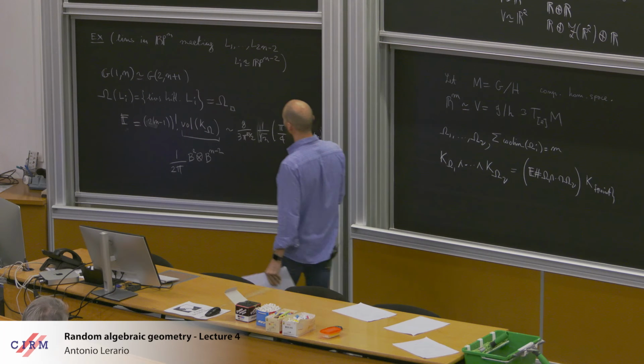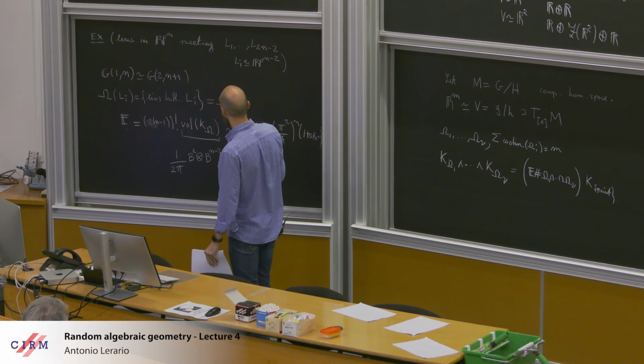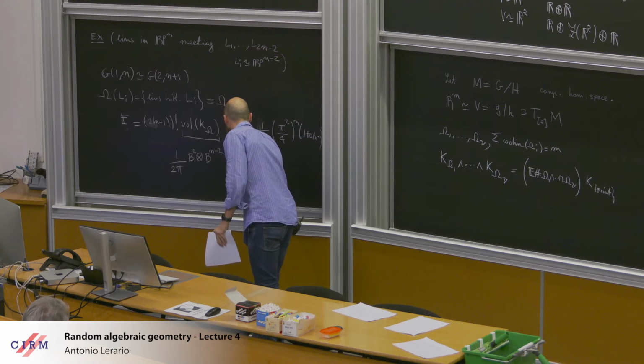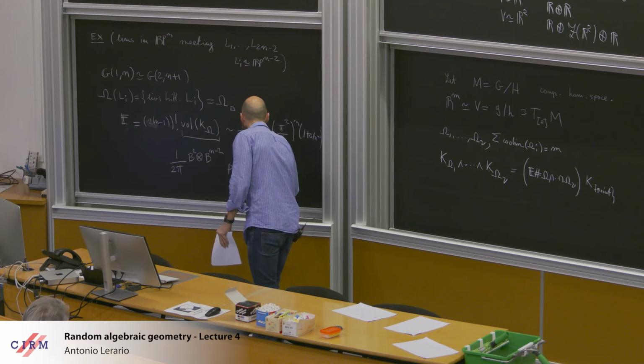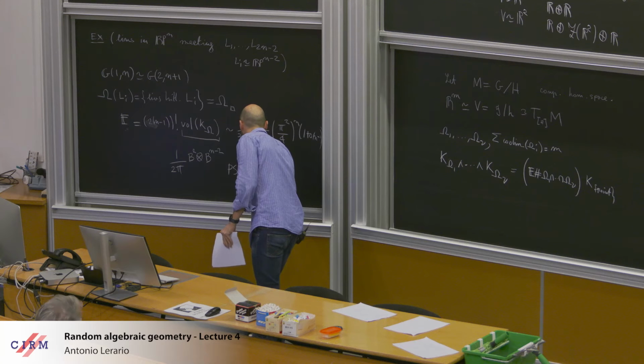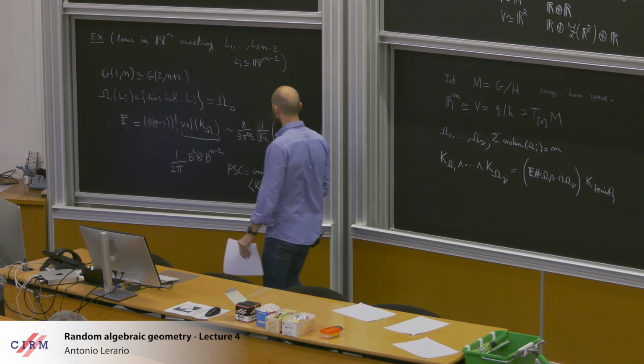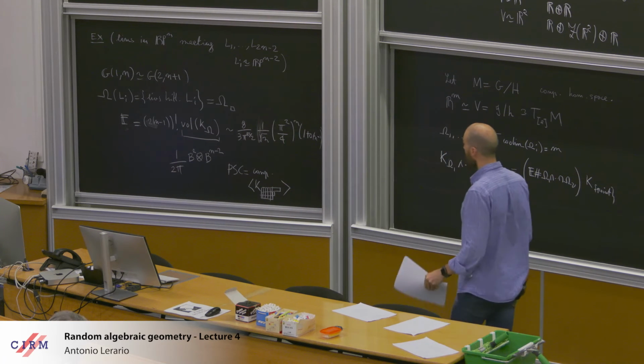Okay, so for instance, what with Peter Bürgisser we call probabilistic Schubert calculus is nothing more than computing in the ring generated by the zonoids associated to Schubert varieties. Okay, so this is this construction.